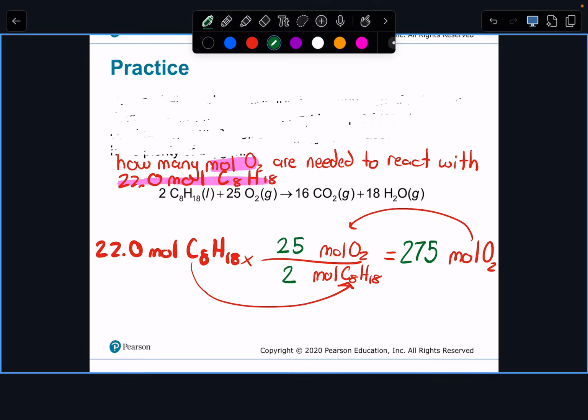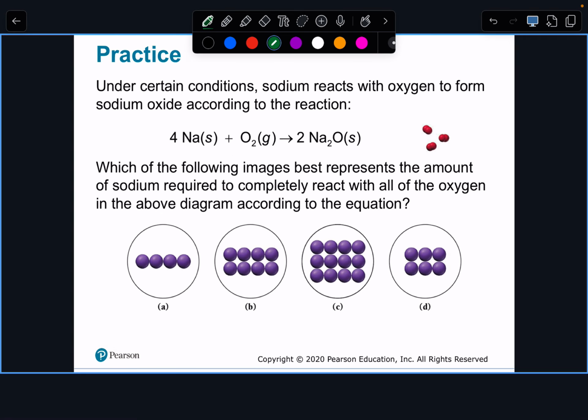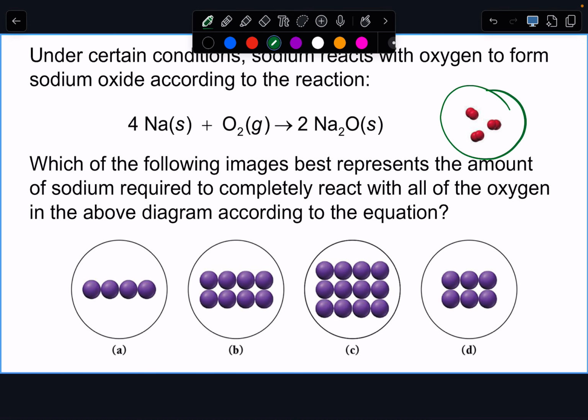Okay, let's do one more, just like a concept question, and then we'll talk through the conversion factors and add to how these problems get more complicated. So just take a look at this for a minute. The purple dots, those are supposed to represent sodium. And then these are the oxygen molecules. So 3 little O2 molecules.